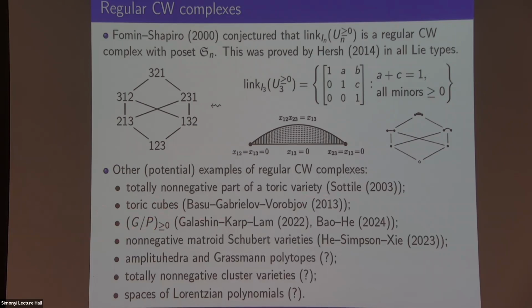This was conjectured by Postnikov and Williams, and it was proved in joint work with Goulden and Lam for reductive groups G, so in finite type, and then it was generalized to the Kac-Moody case by Bao and He. And there's recent work of He, Simpson, and G on totally non-negative matrix Schubert varieties, which shows they're regular CW complexes. But this is expected to hold much more broadly. So for these Grassmannian generalizations of polytopes, including amplituhedra, it should also work for the totally non-negative part of a cluster algebra with a nice cluster variety structure, and also maybe spaces of Lorentzian polynomials.